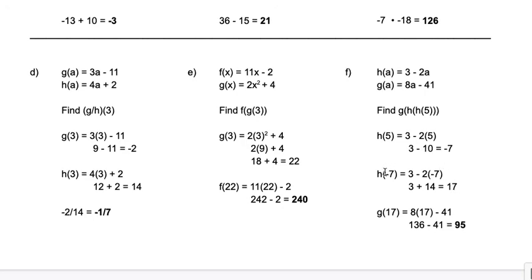So now, since 17 was equal to H of negative 7, we're replacing all this mess right here with 17. So that means we're going to have a G of 17. G was 8 times A, which in this case is 17. So 8 times 17 minus 41. 8 times 17 is 136. Minus 41, you get a final answer of 95.